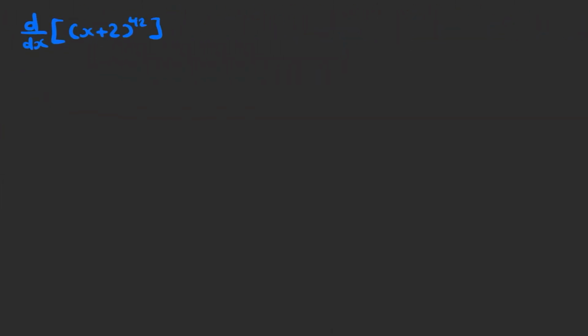The derivative of this would be exactly the same as the other one: 42 times (x plus 2) to the power of 41, and like the other one, the derivative of the inside is 1. So this will be equal to 42 times (x plus 2) to the power of 41. So just like our power rule.